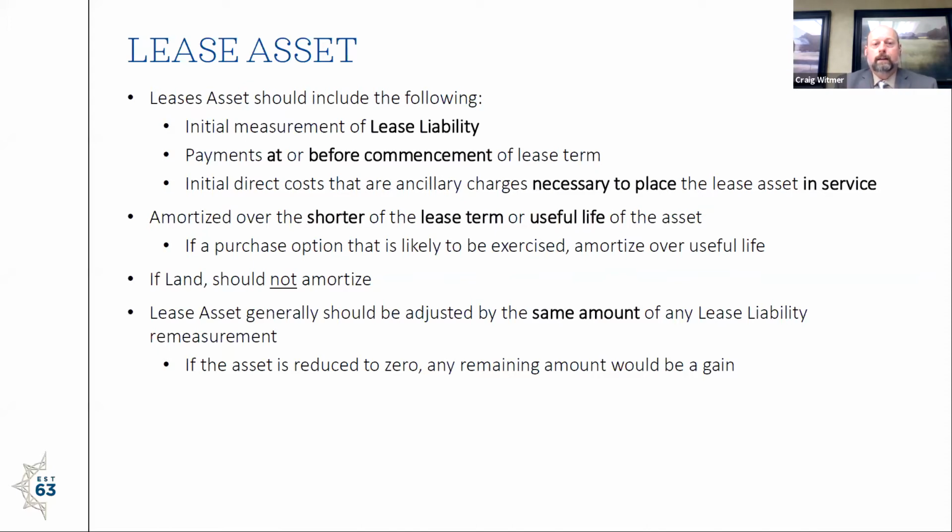And generally, if there is some sort of remeasurement that we talked about, you're going to remeasure that lease liability, and that's offset through the lease asset in terms of that transaction. Now, if it's a significant adjustment, it could actually reduce the lease asset to zero. In that case, any remaining would be booked as a gain.